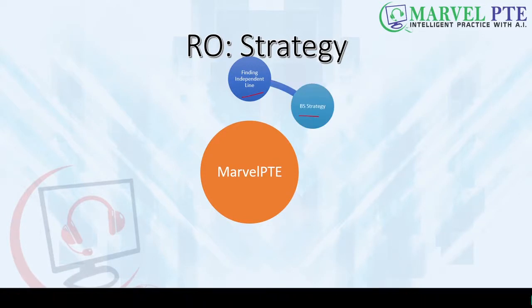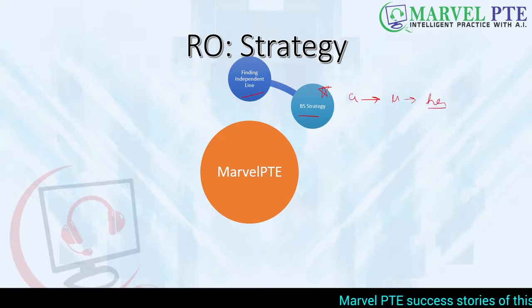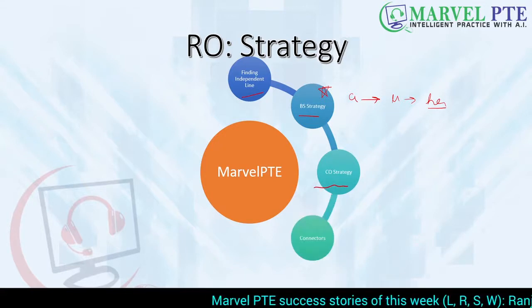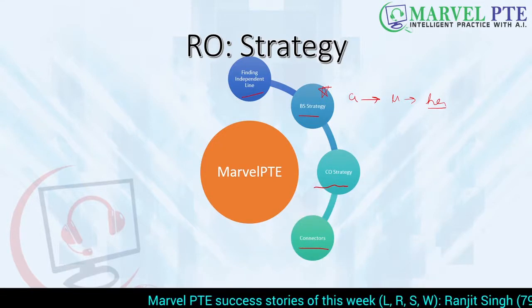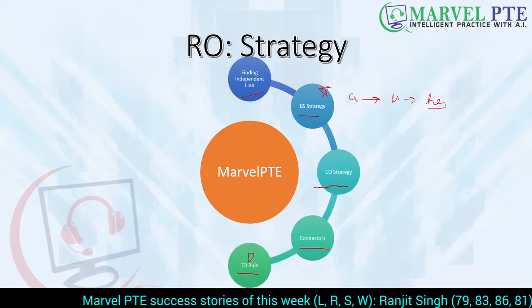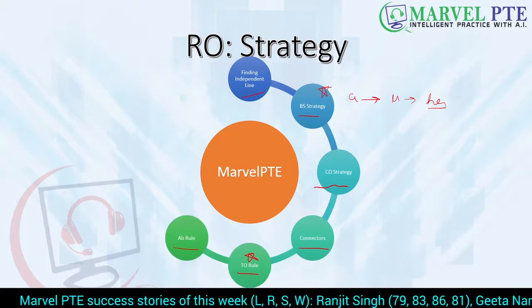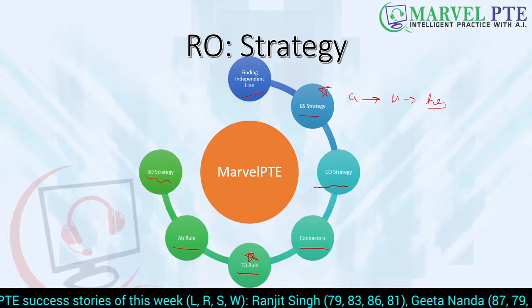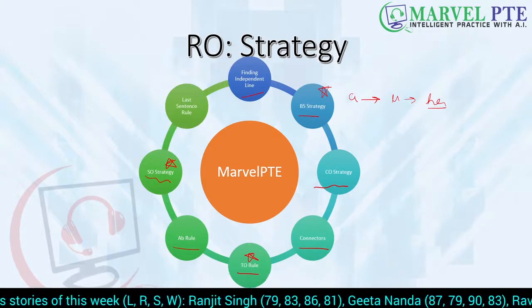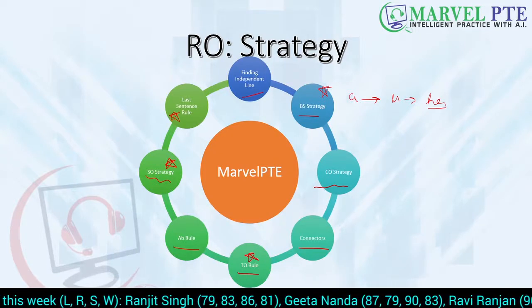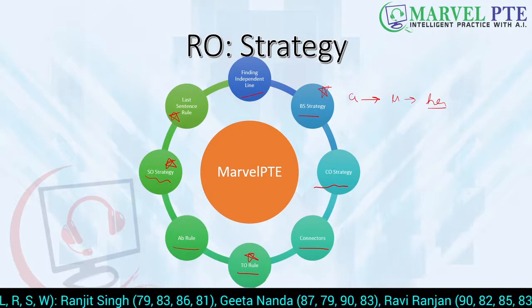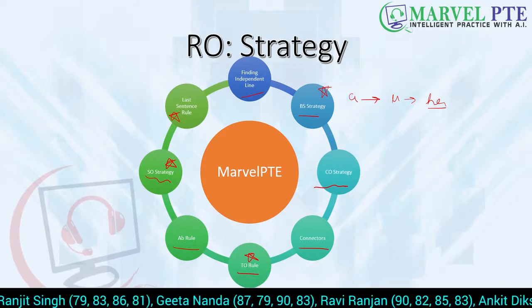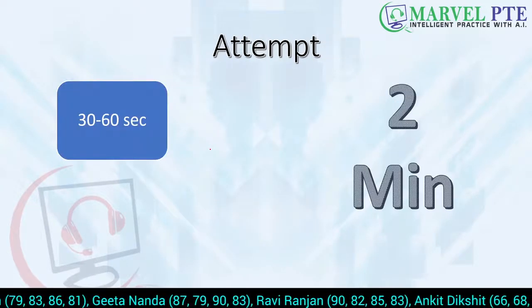Then the BS strategy, we saw its application today, where you first talked about a general Japanese girl with A, then took Ogisu's name, and then used her or other pronouns. Then the CO strategy, the chronology strategy, then connectors, on the basis of which we also solve our pairs many times. Then the TO rule, you saw its application today, the AB rule, the abbreviation rule, the SO strategy, the subject object strategy, and the last sentence rule. So all these strategies you have to learn so that you can understand how to quickly solve your reorder paragraphs. And in 2 minutes you have to solve it.